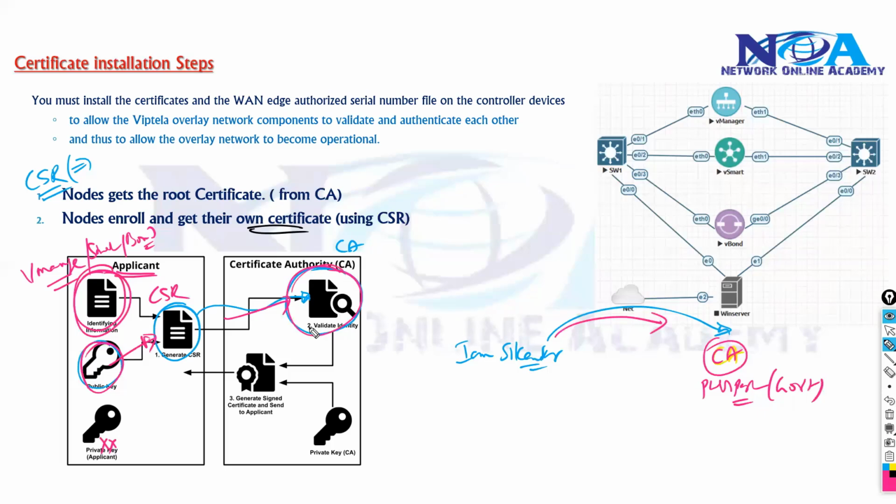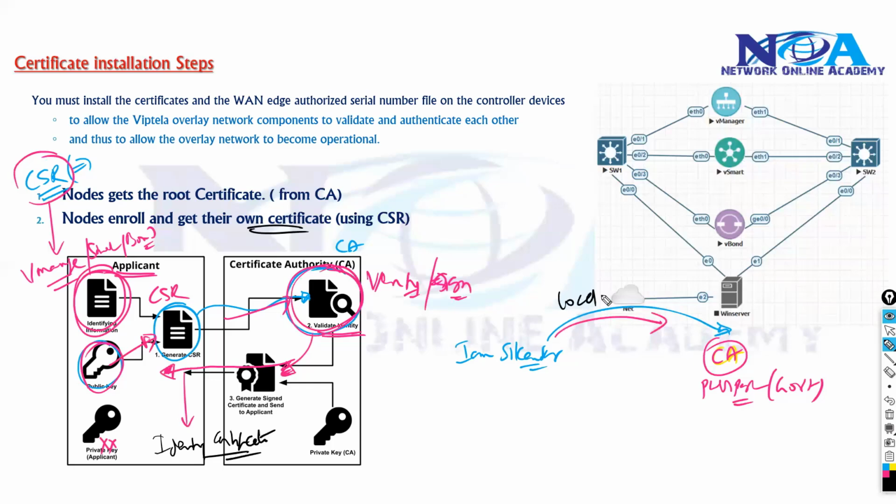Now what the CA will do is verify the identity. It's going to verify whether this certificate belongs to you or not. It's going to validate the identity, and then it is going to sign that particular certificate and send it back to the device. Now this is what we call an identity certificate. It's the same thing as presenting my local documents to get my passport. The government organization is going to verify all my local documents, confirm them, and issue me the passport. Now I can use this passport to travel.